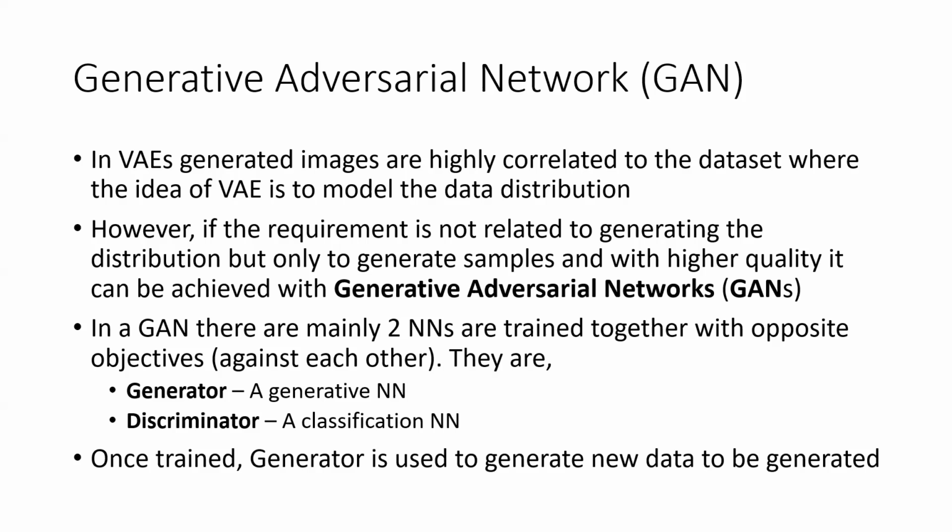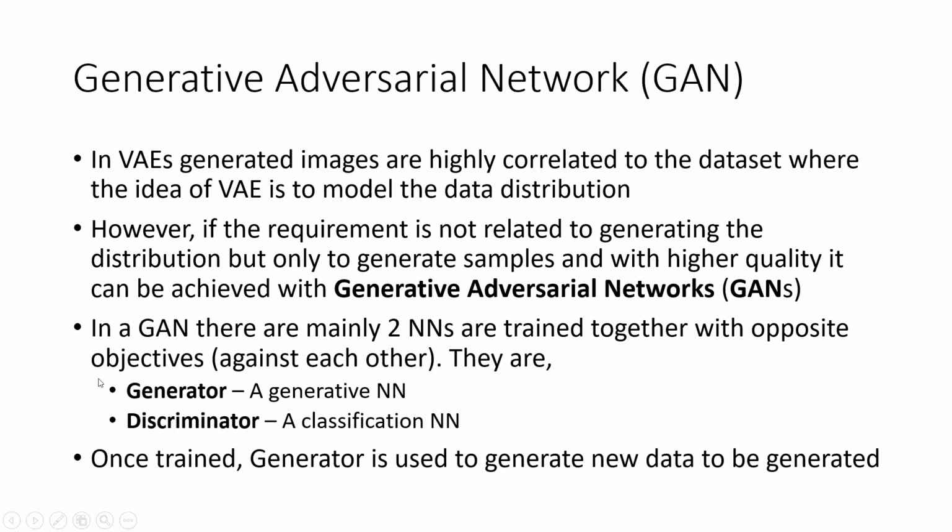So once you have trained the generative adversarial network, take an image-related GAN as an example. The generator generates new images, and the discriminator is trying to find whether an image is a generated image or not. So the generator and the discriminator are competing with each other.